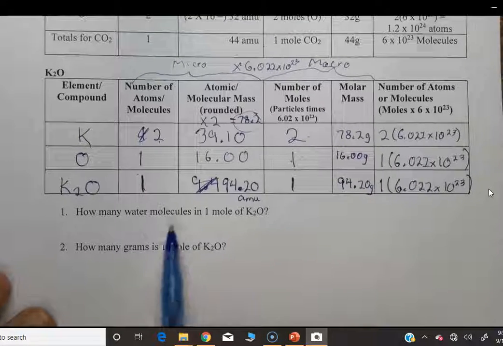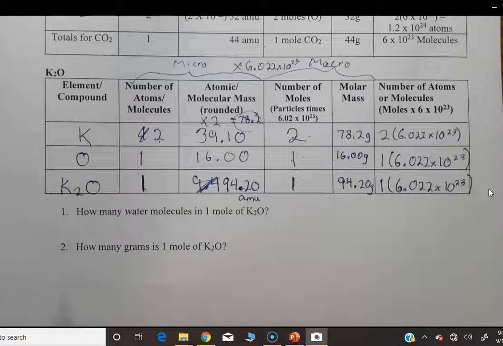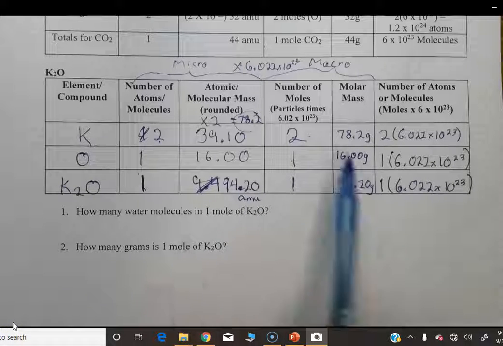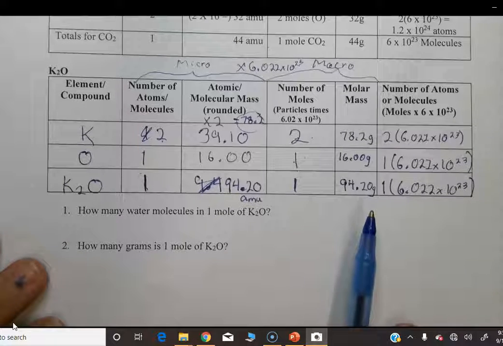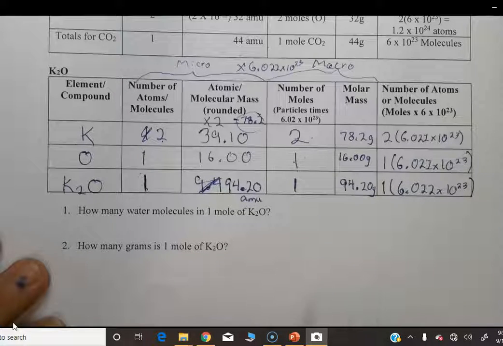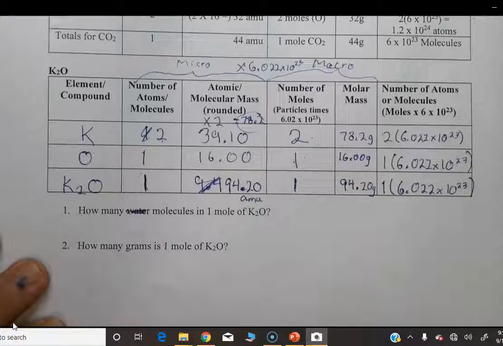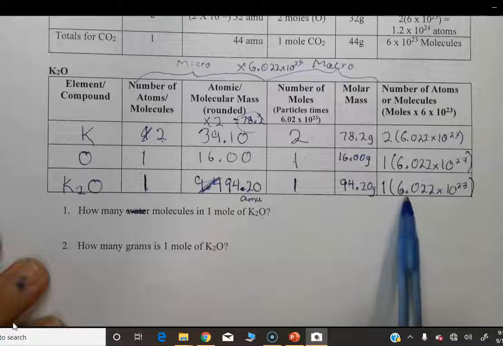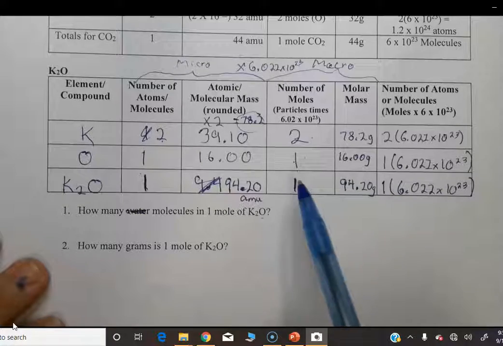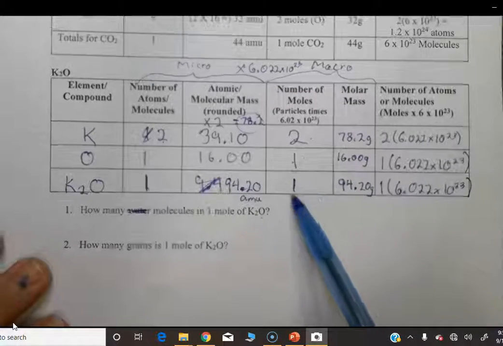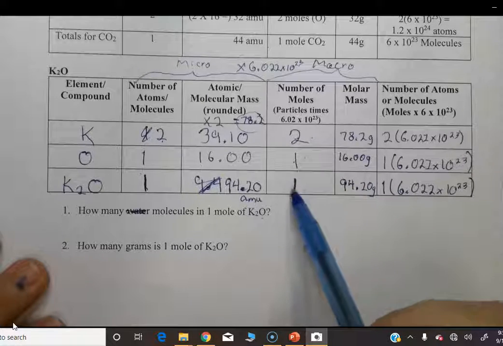Okay, so now I'm asking you to answer some questions about this table you just made. There's a few errors in it, but we can just correct those quickly as we go along. Question 1, it shouldn't be water molecules, it's just how many molecules in 1 mole of K2O. So you come over here and look at the number of molecules in K2O, and in 1 mole, there's this many. Notice that everything is referenced around 1 mole. So we're going to answer all of our questions based on 1 mole.